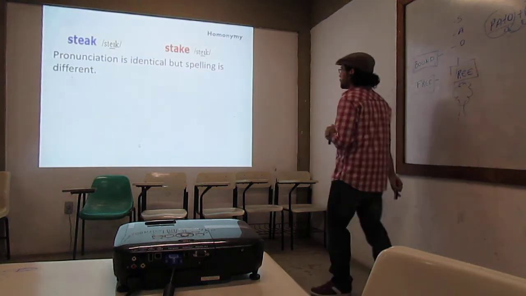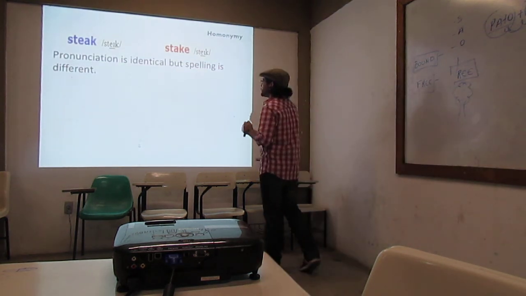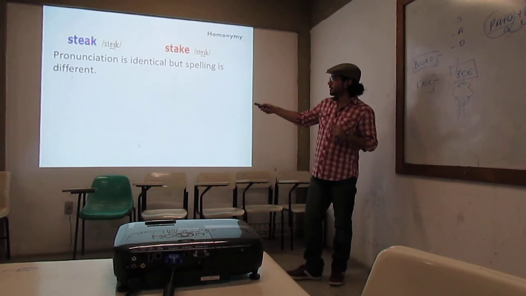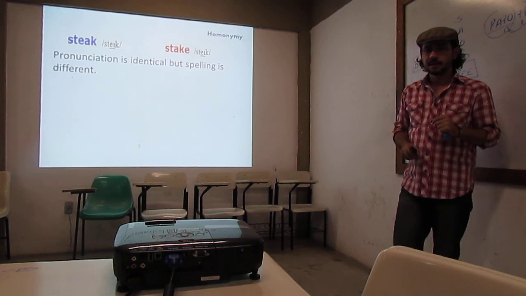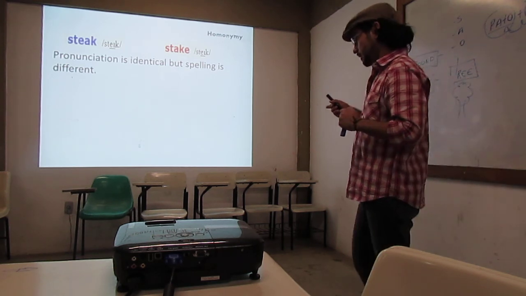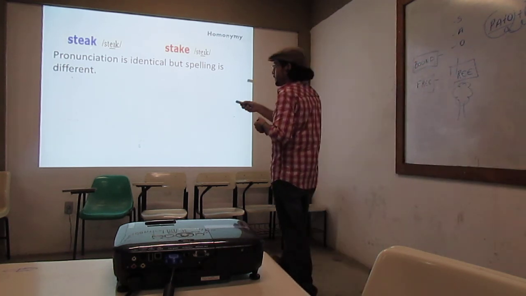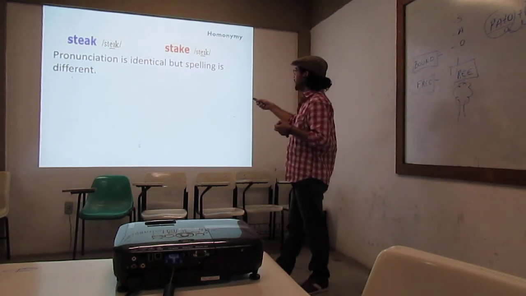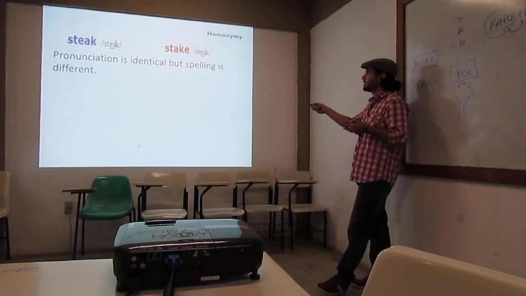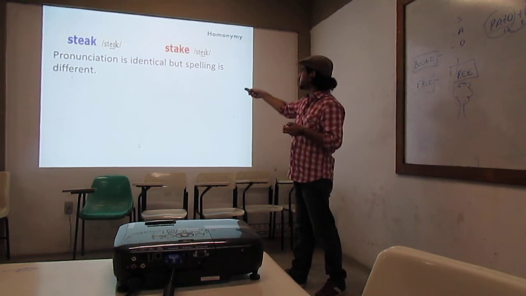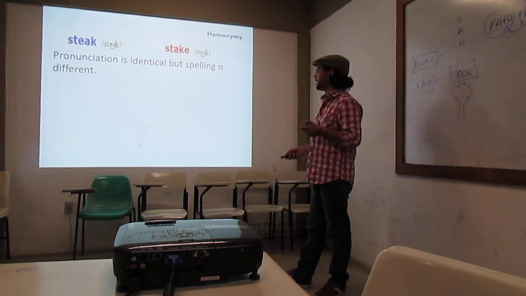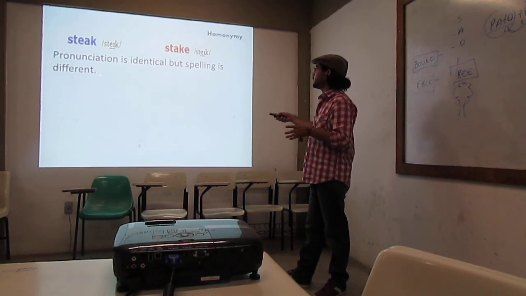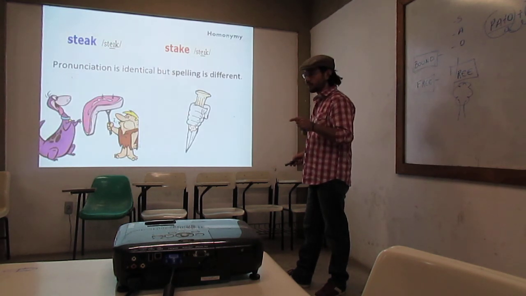Bom, we have here similar examples, like in blue, steak, and in red, steak. Here, the spelling is different. Okay, E-A, and here we have only A. The written form is different, but the pronunciation is the same. Steak, steak. Pronunciation is identical, but spelling is different. But they are homonymy too, because the meanings are totally different.